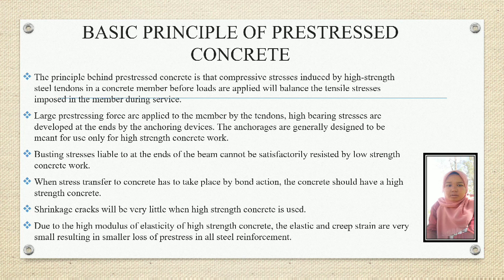When stress transfer to concrete has to take place by bond action, the concrete should be high-strength concrete. Shrinkage cracks will be very few when high-strength concrete is used. Due to the high modulus of elasticity of high-strength concrete, the elastic and creep strains are very small, resulting in a smaller loss of prestress in the steel reinforcement.